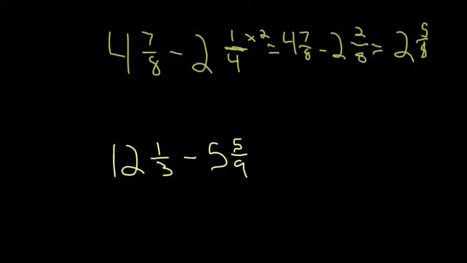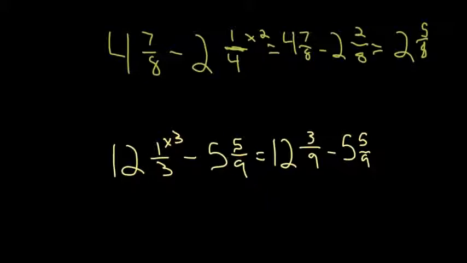Next I have 12 and 1/3 minus 5 and 5/9. So I can turn that 3 into a 9 by multiplying by 3. So that gives me 12, and then 1 times 3 is 3 over 9 minus 5 and 5/9. So here I need to subtract my fractions. Well, I can't do 3 minus 5 without going negative, and I don't want to go negative. So you have two options here. One is either to borrow, or one is to make these improper fractions, and I'll show you both.